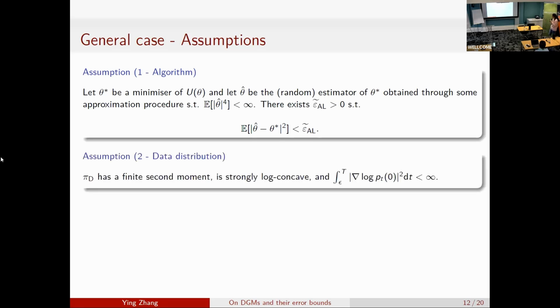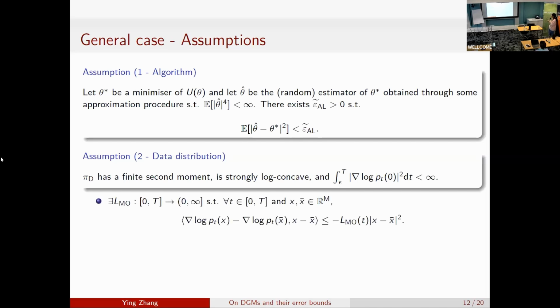Then in the second assumption, we impose conditions on the data distribution, but in the general case, we do not assume that the underlying distribution has a certain form. So for the data distribution, we assume that it has a finite second moment to make sense of the upper bound. And we assume that it is strongly log-concave. And we also impose this type of integrability condition.